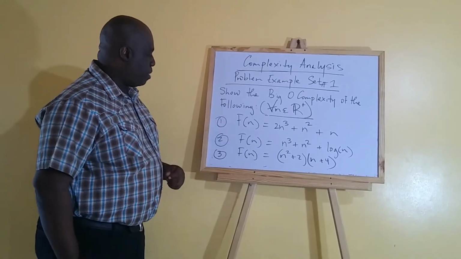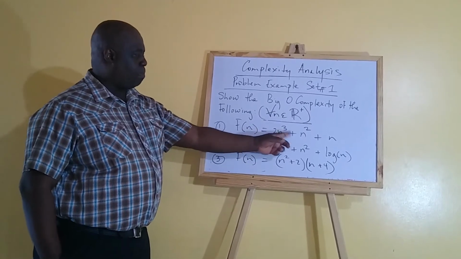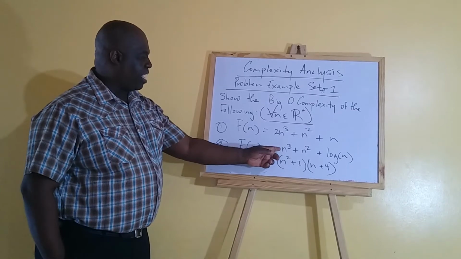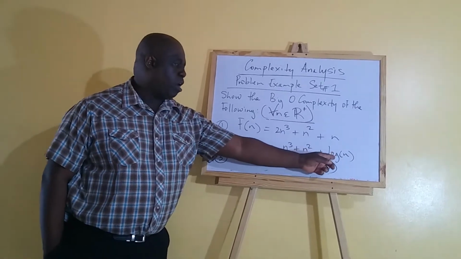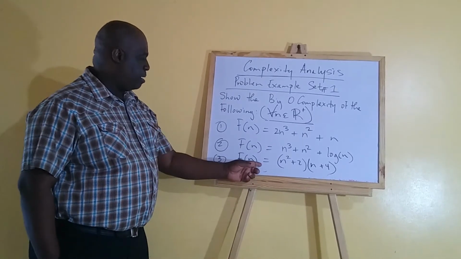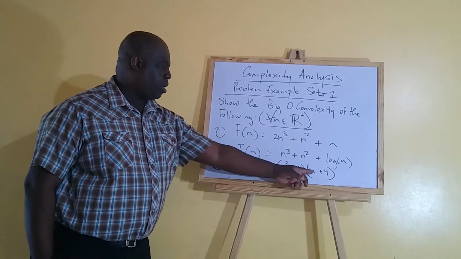So the three problems that we're going to look at here are f of n being assigned 2n cubed plus n squared plus n, versus f of n being assigned n cubed plus n squared plus log of n, which by hint is the same as 1 over n, and f of n here being assigned what? N squared plus 2, all into n plus 4.